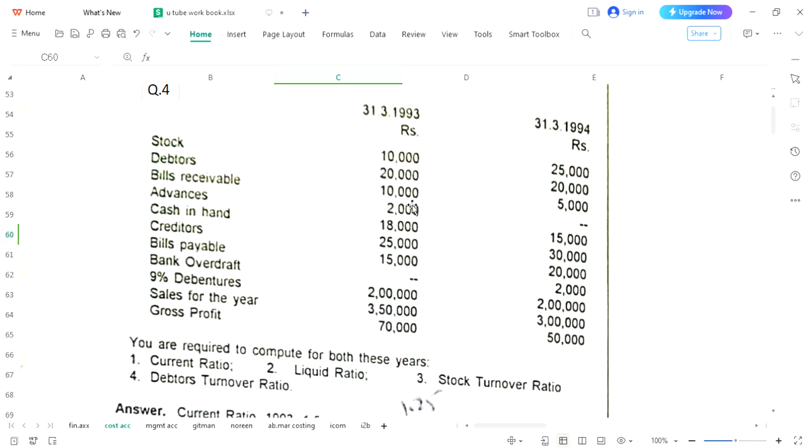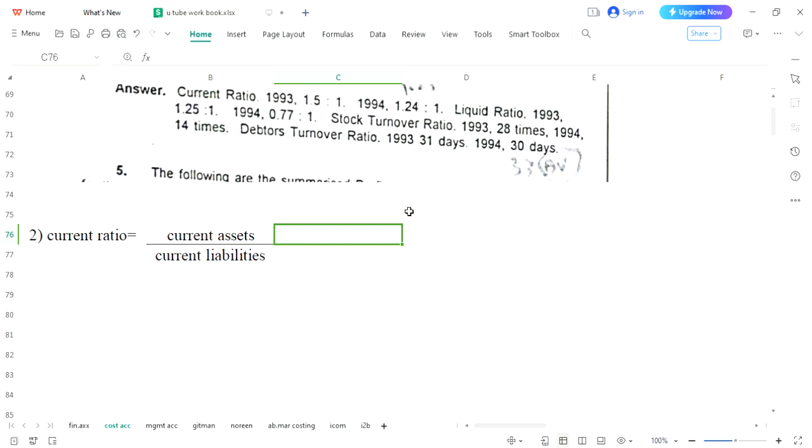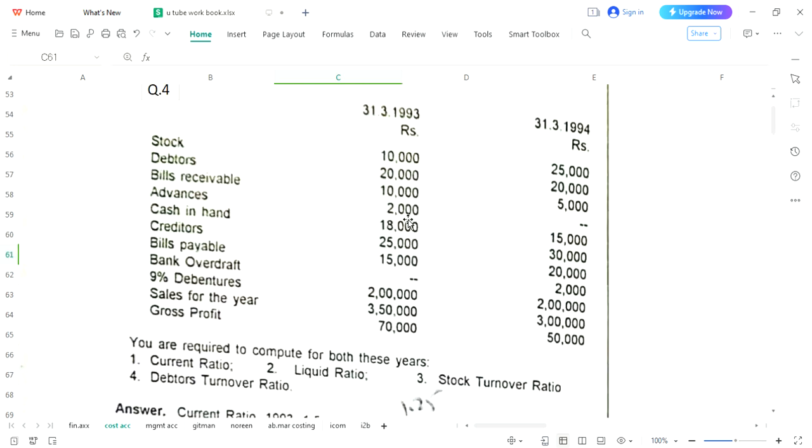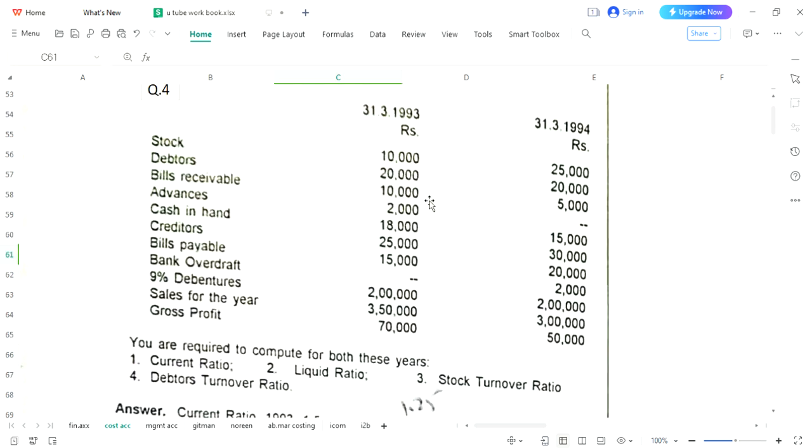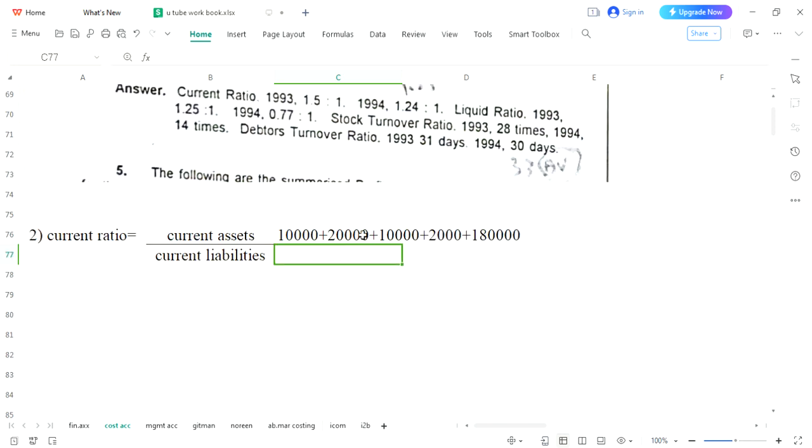10, 20, 10 to 18. Let's try to write 10, 20, 10, 2. Let's check again. 10, 20, 10 to 18. One more. So here our current assets are completed. Once again we should check 10, 20, 10 to 18.